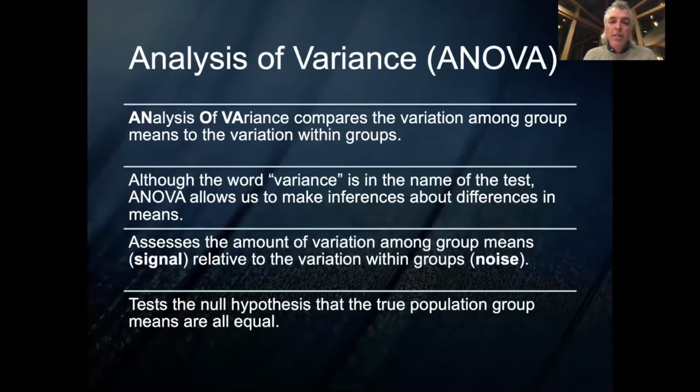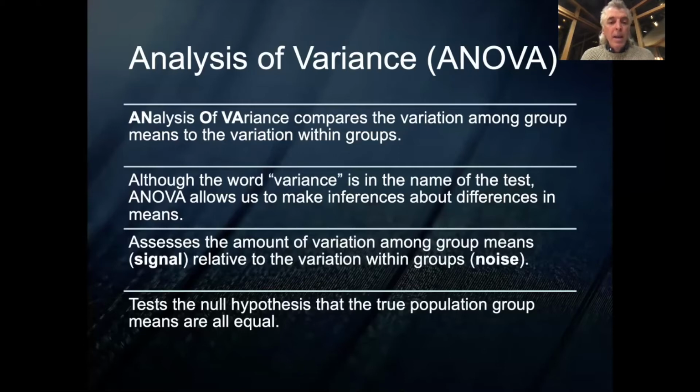So an analysis of variance then, or ANOVA, compares the variation among groups to the variation within groups. And what I mean by that is, how different are the sample means relative to the amount of variability that we have within each of those samples.